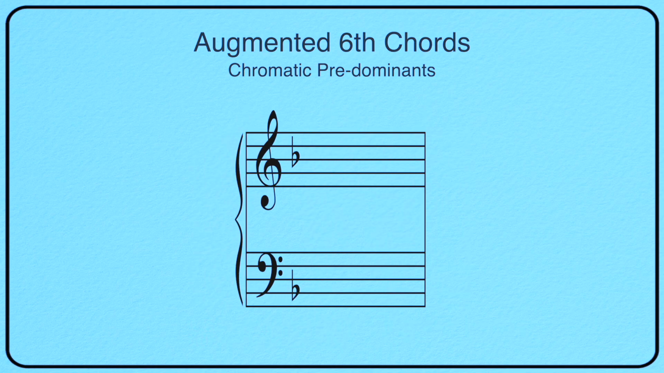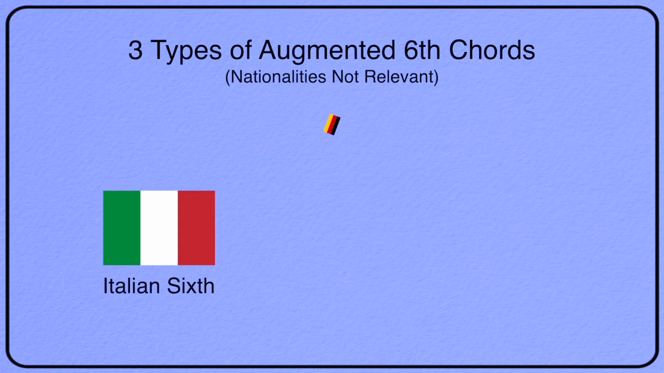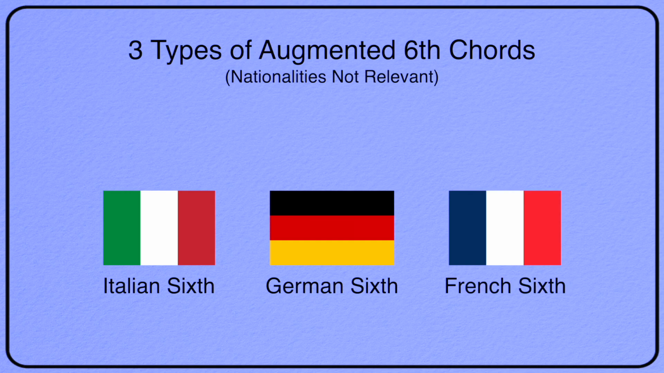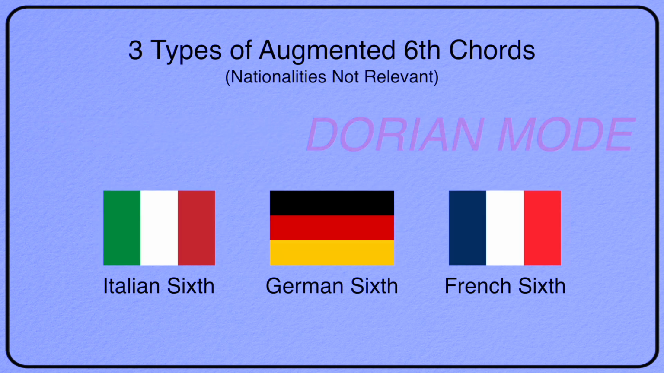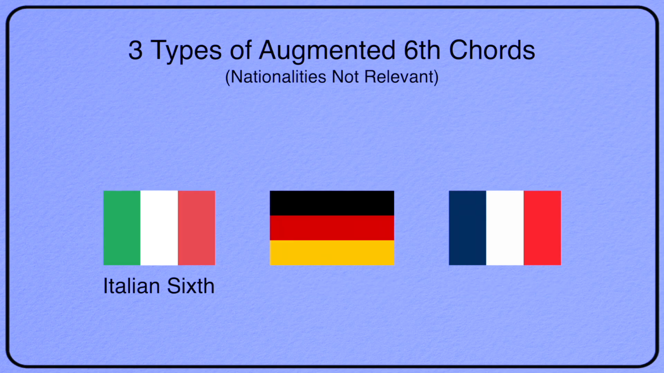There are 3 basic types of augmented 6th chord. Buongiorno. Guten Tag. And Bonjour. In case you're wondering, and I know you are, there's no connection between these names and actual musical practices in Italy, Germany, or France. Like so many names in music, Dorian mode, Landini cadence, we've gotten stuck on them more or less arbitrarily. So don't read anything into these names. Memorizing them is enough. And for this lesson, we're going to look at the Italian 6th.